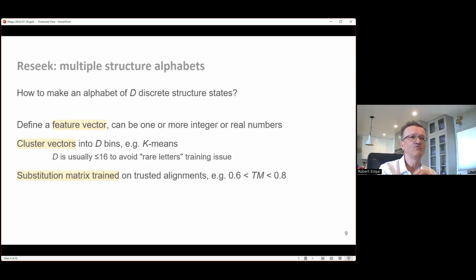And we want to keep the alphabet reasonably small to make sure that we have good representation for all pairs of letters for training. And then we train this matrix on a set of alignments where we believe that it's pretty solid that most columns are really homologous. So, for example, you could use TM-align, and you want the TM score to be in kind of a Goldilocks zone. You don't want it to be too low so that the alignment's iffy, and you don't want it to be so high that the alignment is trivial. So you kind of go for that sweet spot in the middle where alignments are difficult but not too difficult.